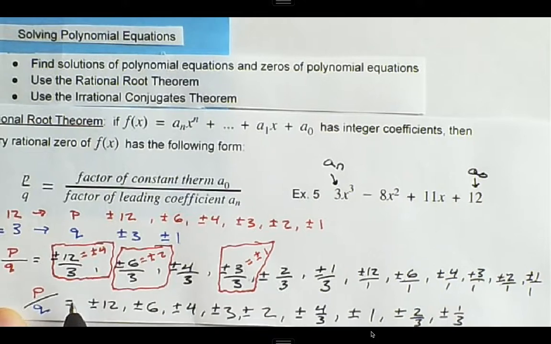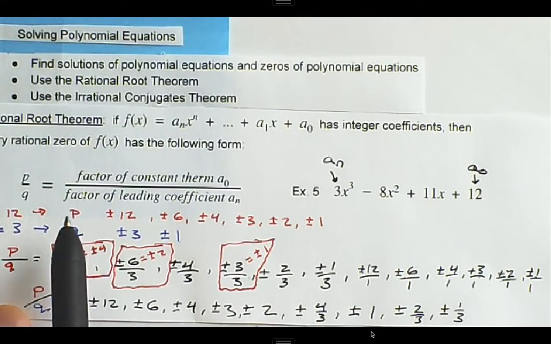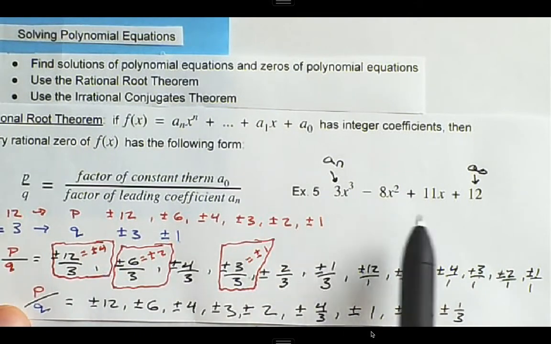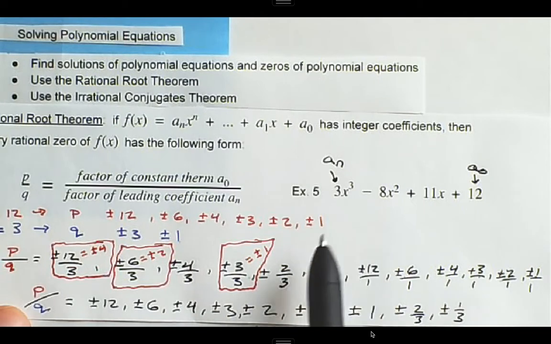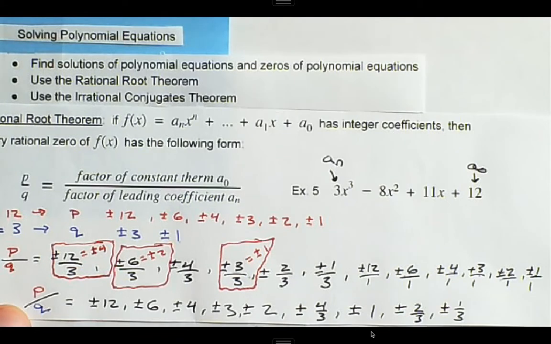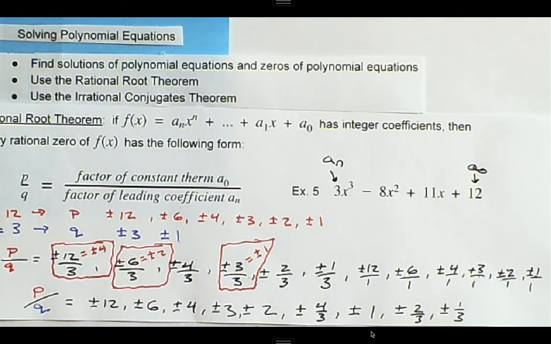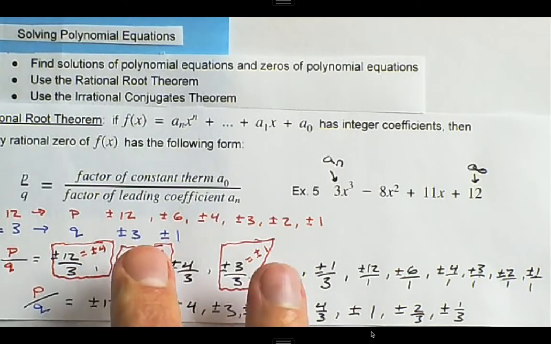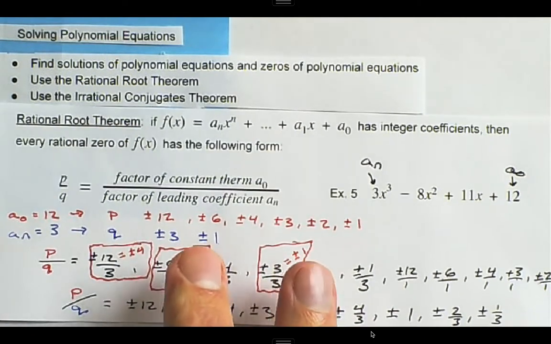So this will help us out if we have a polynomial that we're trying to factor. This will help us come up with the possible roots, so that we're not trying an infinite number of values for our zeros, and we can just focus in on a few.